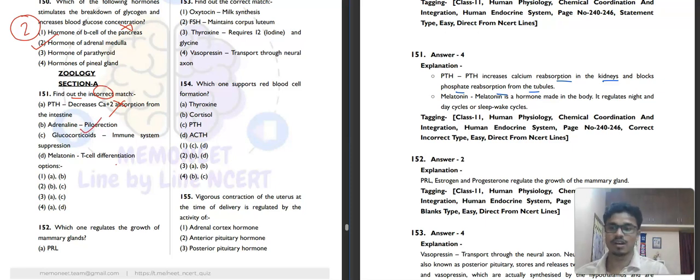Then adrenaline, piloerection. Adrenaline causes piloerection. You know the adrenaline rush. Then glucocorticoids. So what do glucocorticoids do? Immune system suppression, which is correct.